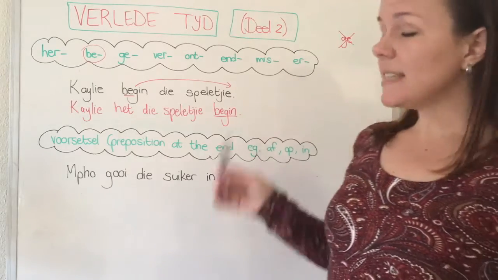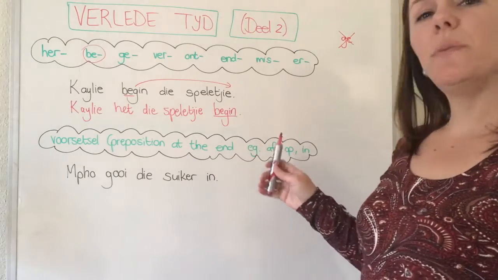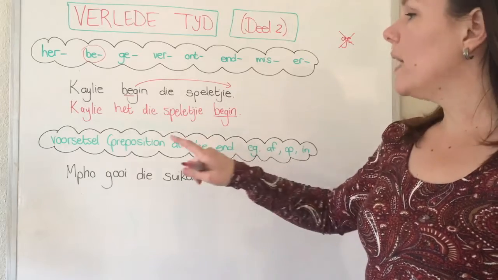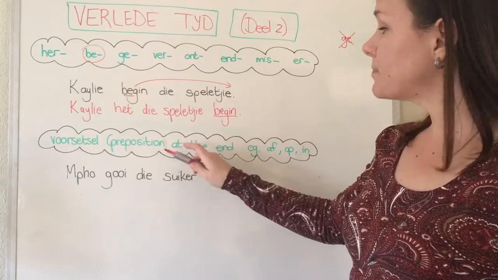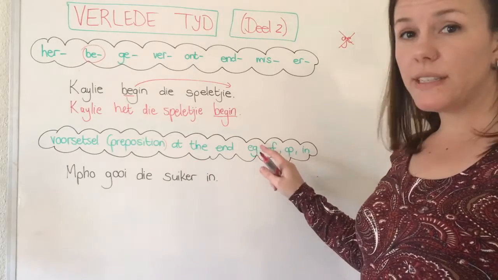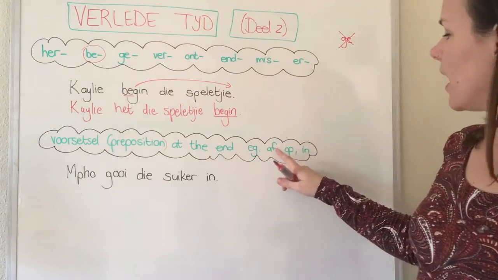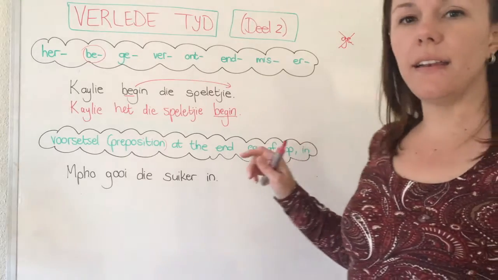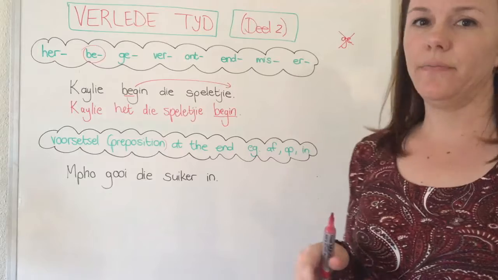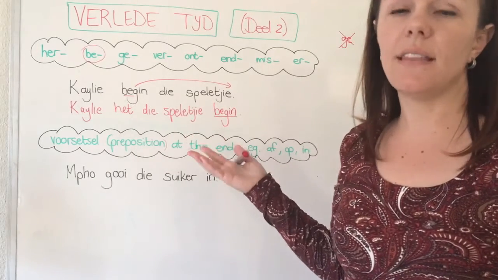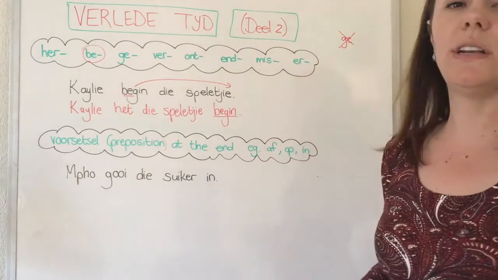Okay, then the second rule for today is when I have a sentence where I have a voorsetsel, a preposition, at the end of the sentence. For example, af, op, and in, which is off, on, or in. Okay, and there's others as well. I just wrote a few examples here.